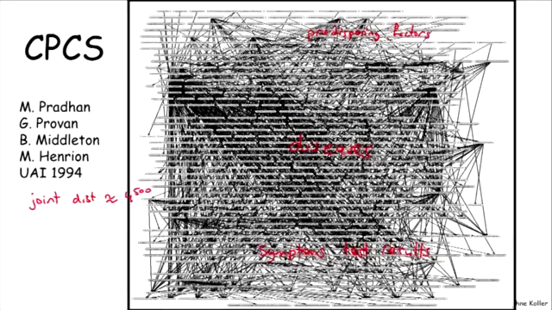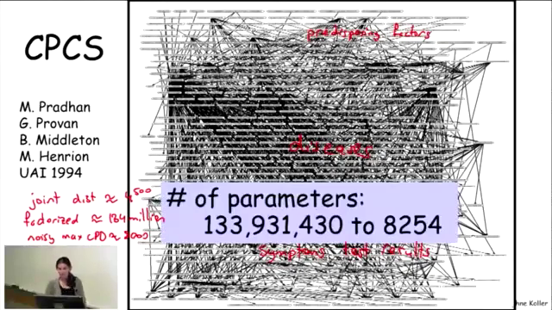If we were to take this distribution represented using the network shown in this diagram, we get considerable sparsification, and the factorized form has approximately 134 million parameters, which is still much too many to have a human estimate. By using, as in this case, a noisy max CPD, they brought the number of parameters to about 8,000 total parameters for this network, which is a much more tractable number to deal with.